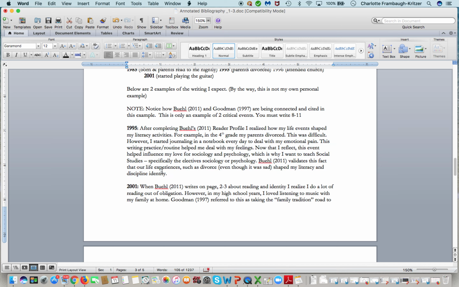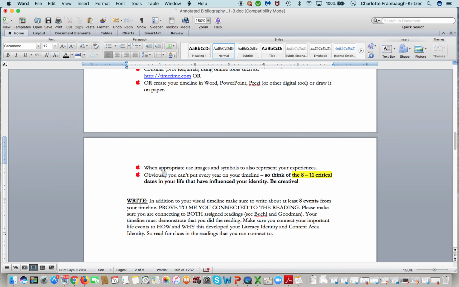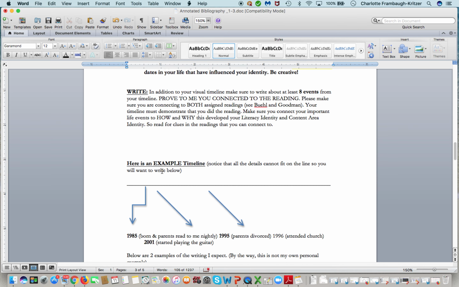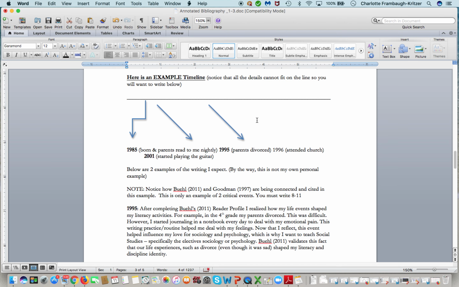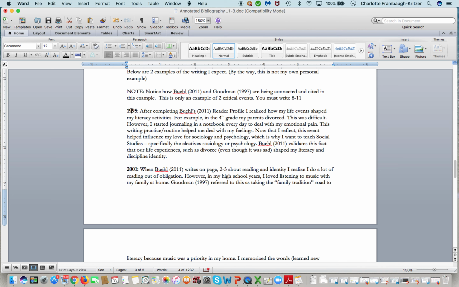What's really going to separate the A's from the B's and the C's is you've got to prove to me that you connected to the readings. I want to see Buell and Goodman cited. Directly quote or indirectly quote them as you are making strong connections. For example, here is what I would call a good response.